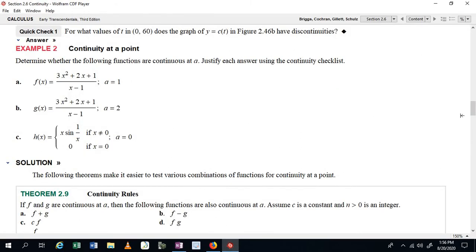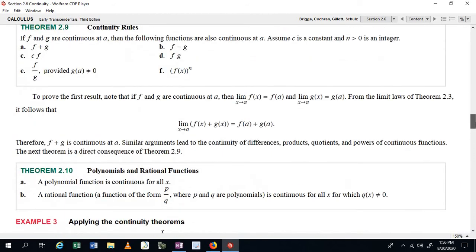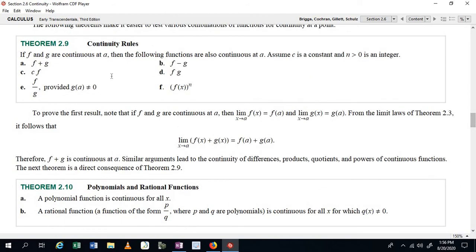Okay, so let's go back and talk about the next theorem. So theorem 2.9, we have some rules for continuity. So if f and g are continuous at a, then the following functions are also continuous at a. Now we're assuming c is a constant and n is a positive integer in this case.